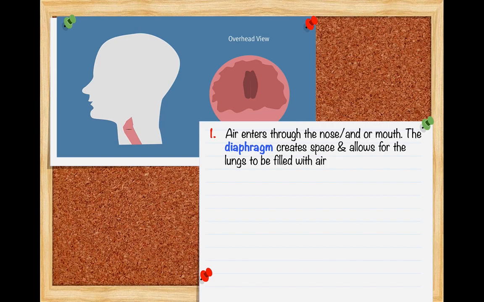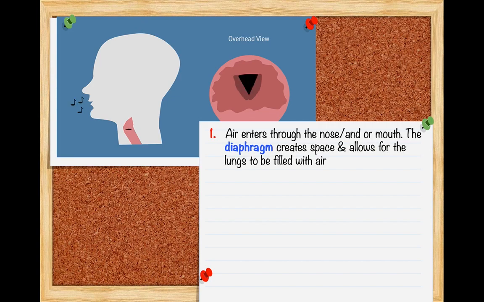So the first step is that air will enter your body. You will inhale through your nose or your mouth, and your diaphragm, which we'll see in a diagram in the next slide, is a thin sheet of muscle that is right at the base of your ribs, and it separates your lungs from the other organs in your chest cavity. So it's literally just a thin sheet of muscle, and its job is to create space for the lungs to expand and have air.